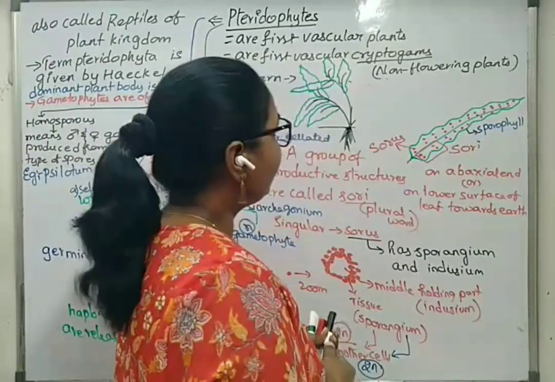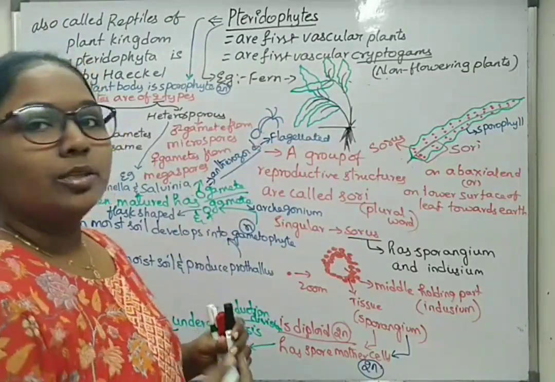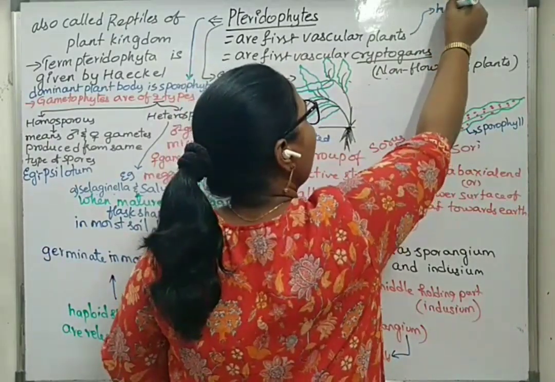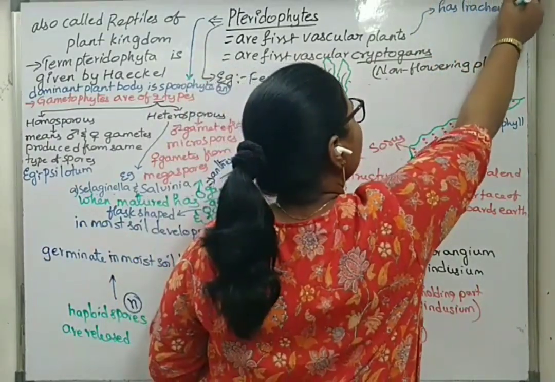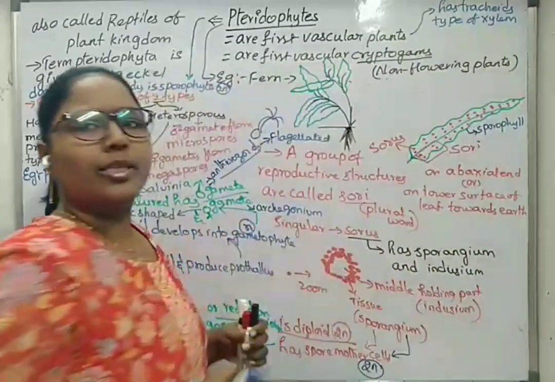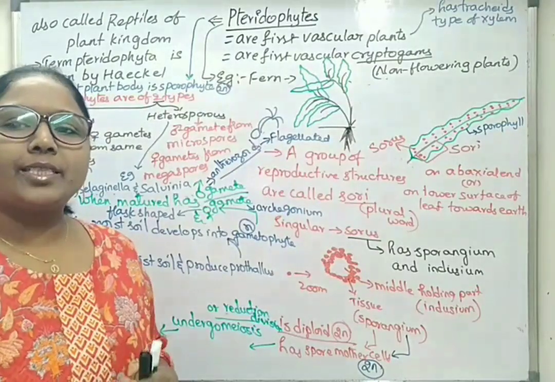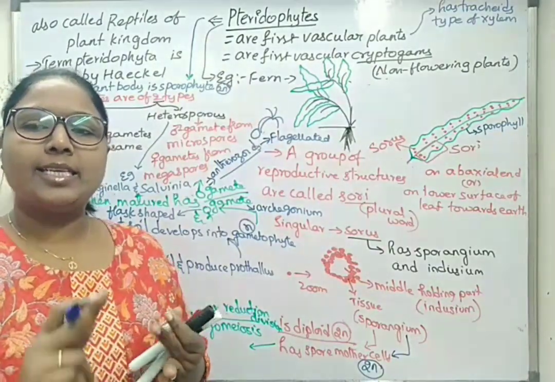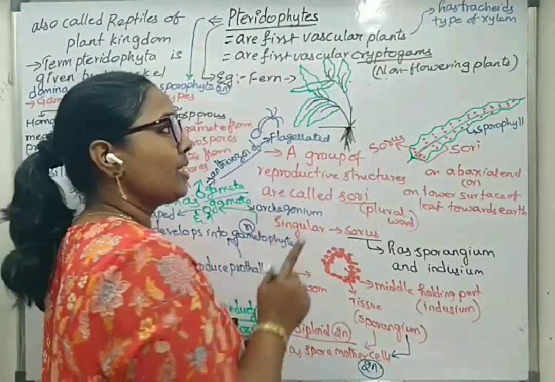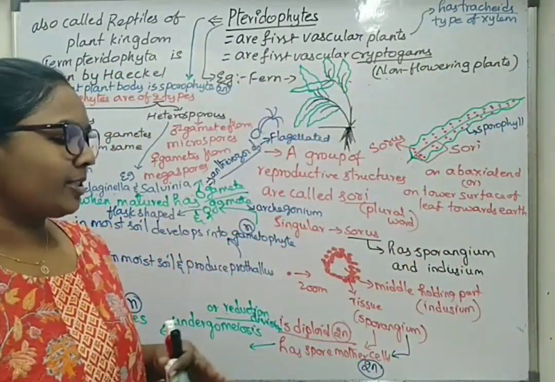Now, we will see some other important points. These pteridophytes are said to be the first vascular plants. So we will see what those vascular parts are. They have tracheids as the type of xylem. Because of that only, we say pteridophytes are the first vascular plants. Only tracheids are present. Companion cells and sieve tubes of phloem are absent, and vessels of xylem are also absent.